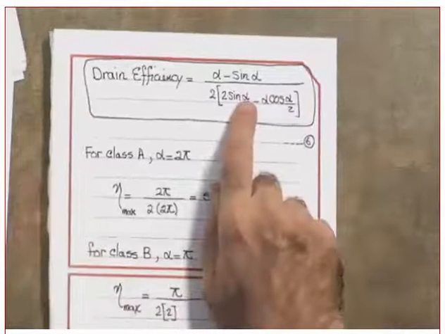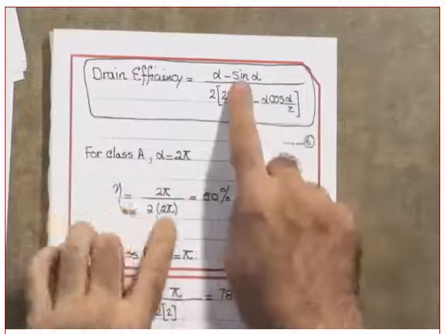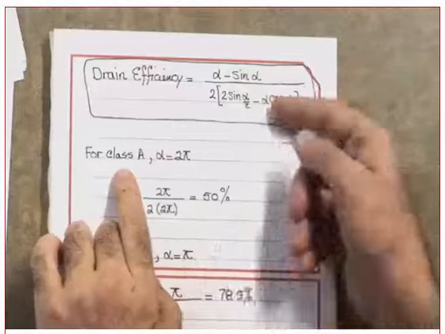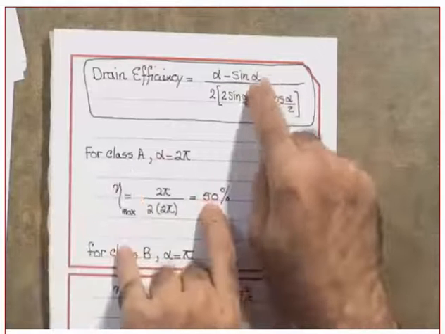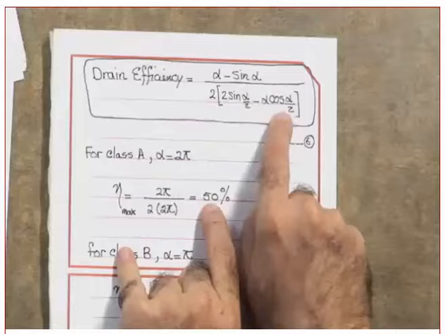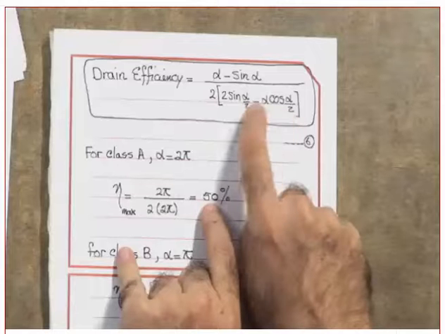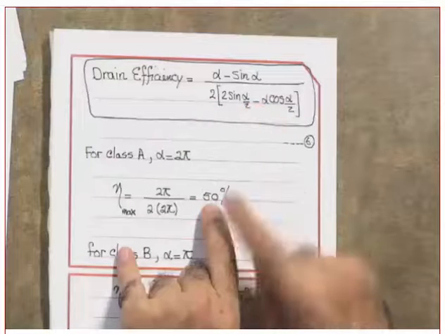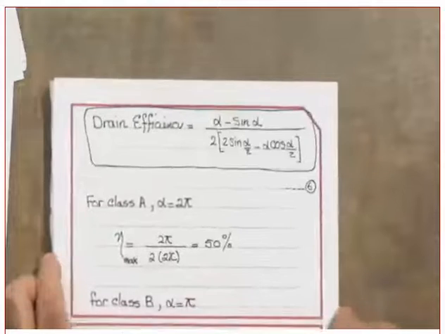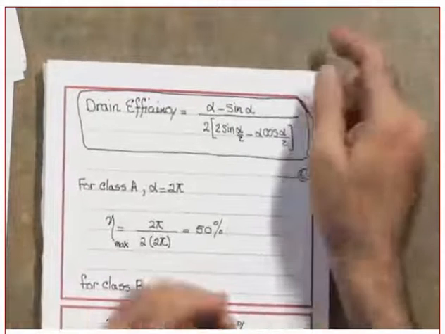Now, I want you to see this. First of all, alpha equal to 2 pi, class A, you will get 50%. Do I need to show you this? One more time: 2 pi, 0, 2 pi, minus 1 times alpha. You get 50%. Class B, 78%. I want you to tell me what happens when alpha approaches 0.